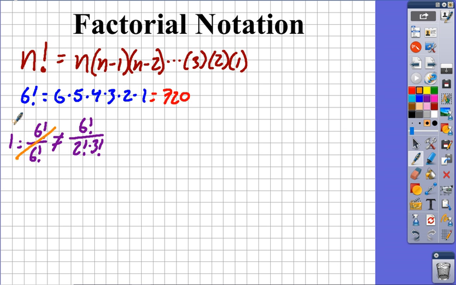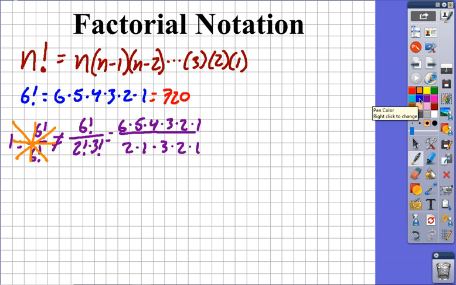No, that is not correct. Do not ever do that. You can only do cross-reducing once you're in full multiplication, and that's not what's going on here. This is factorial. So let's expand it out and see what we get. 6 times 5 times 4 times 3 times 2 times 1 over 2 times 1 times 3 times 2 times 1. Now that we're in all multiplication, we can start doing some reducing and canceling.